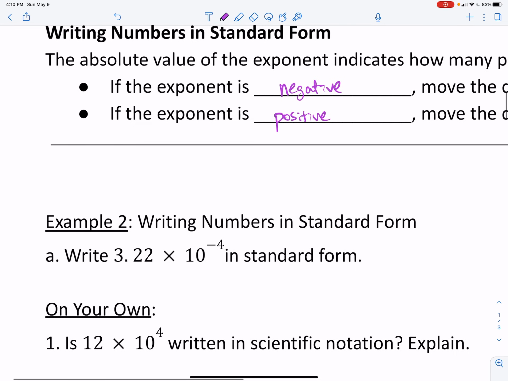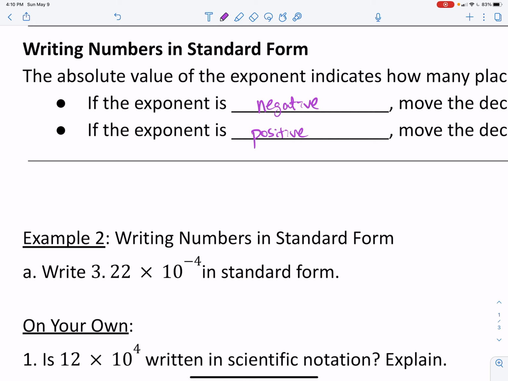So if I'm going to write 3.22 times 10 to the negative 4 in standard form. Standard form is like what we're used to, like 500,000, right? Like 3.2, that is what we call standard form. So right now this is in scientific notation, 3.22 times 10 to the negative 4. So what I would have to do is step one, write 3.22 down first. That is my factor, right? And then take a look.